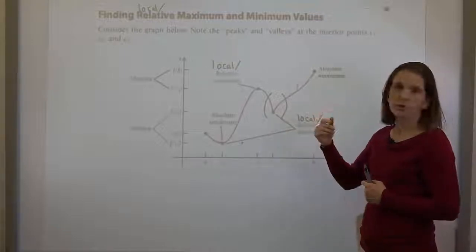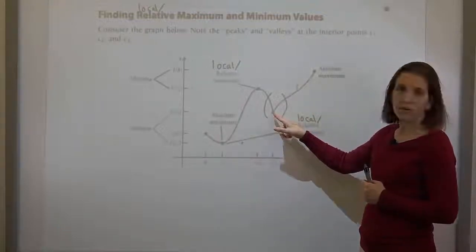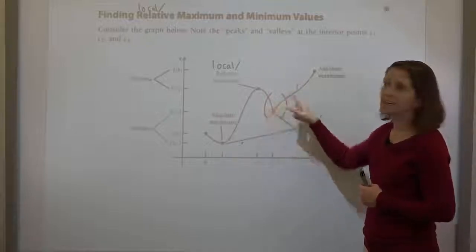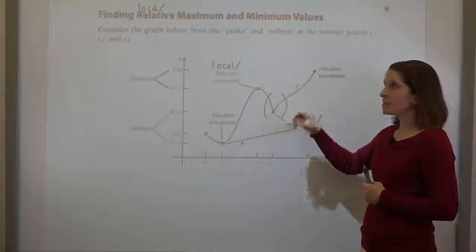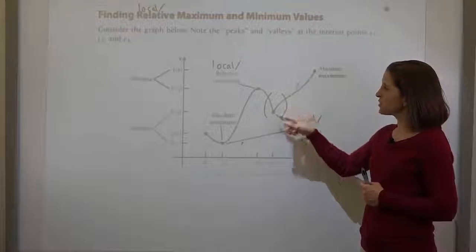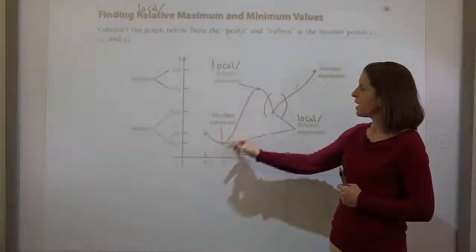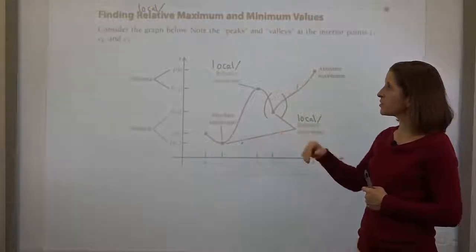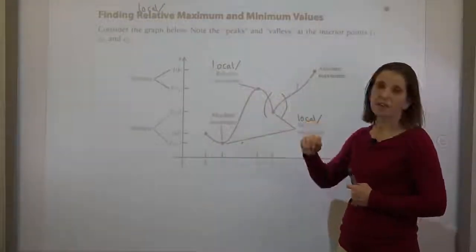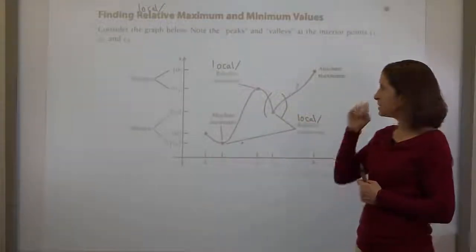So why is it called local or relative? Well, that's not the lowest thing on the whole graph, but in a little area around it, locally or relative to the things around it, it is the smallest. So anytime you have something that makes the bottom of a valley, that would be a local minimum, or the top of a hill will be a local or relative maximum.